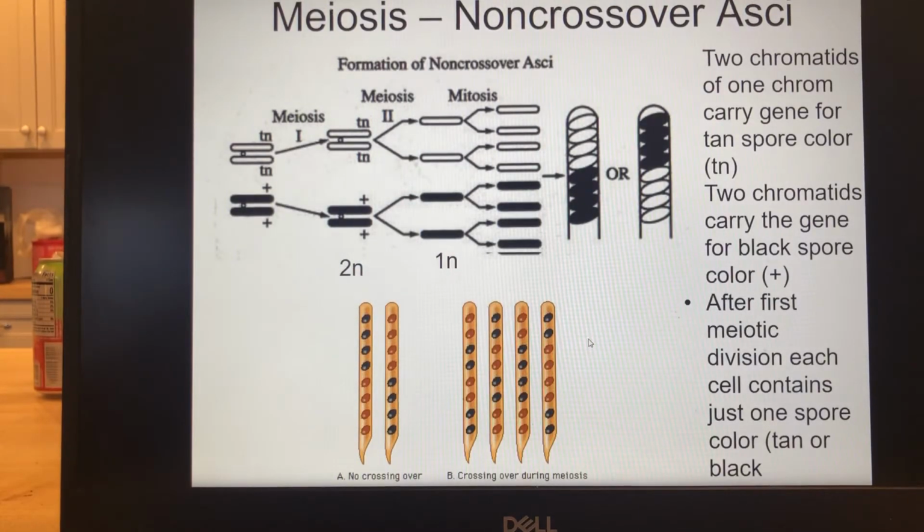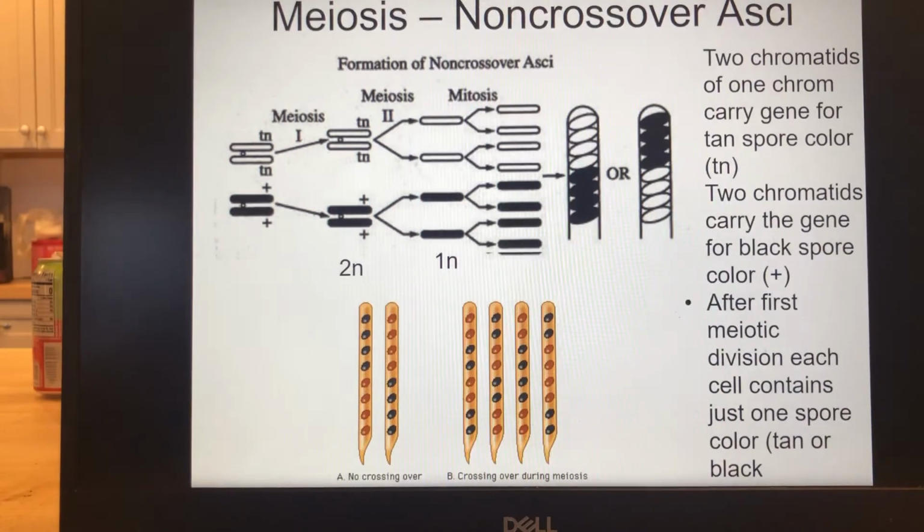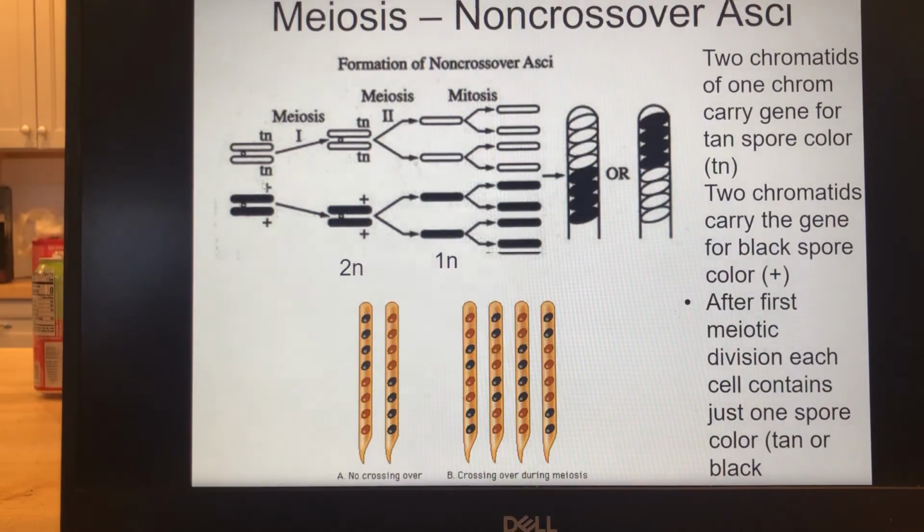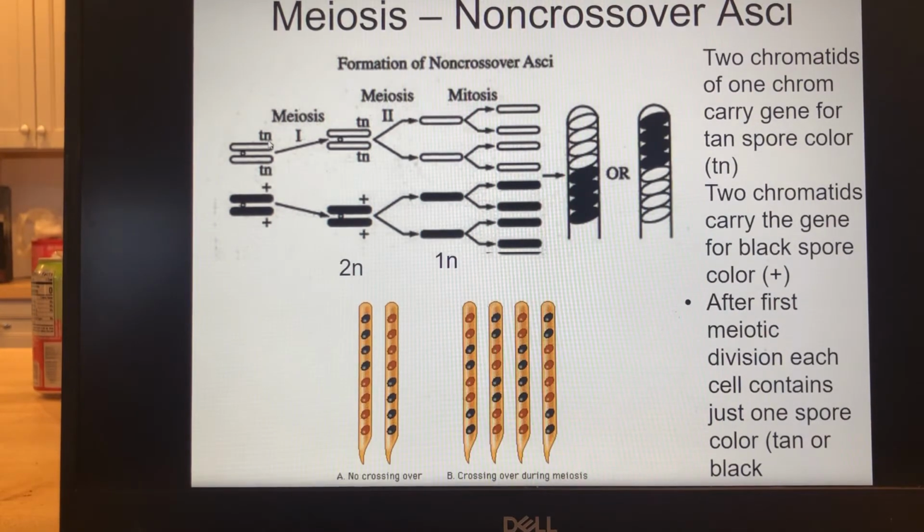Okay, so the non-crossover asci, this is showing you right here, and this is the confusing part. You have meiosis right here, okay? So the plus is indicative of the wild type, and the TN represents the tan. Now, something that's kind of hard to understand at first is the gene is down here at the very end of the chromosome. This is an entire chromosome, and what this is showing is this is the gene. Now, they show in the picture of it changing the color of the total chromosome. That's showing you it's changing the color of the total spore.